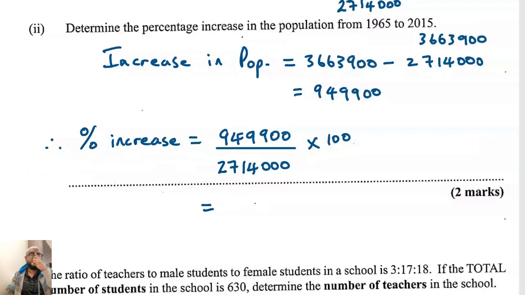How much was it? Will you work it out? Right, I'm not going to say, somebody confirm it. 35%. Everybody got that? All you know how to work it? You divide 949,900 divided by 2,714,000. Right? And then press equal and multiply by 100.